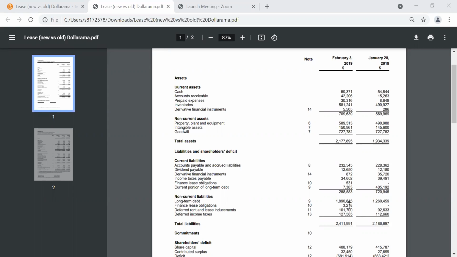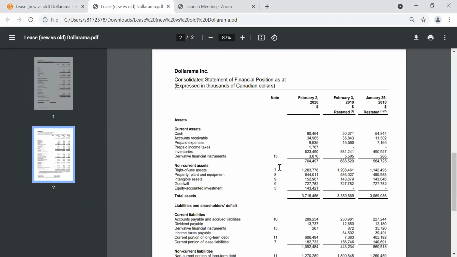The second is the balance sheet in the next year's annual report, February 2nd, 2020. This year started after January 1st, 2019, so IFRS has to be used. Since IFRS has to be used for this year, they have to go back and restate. In fact, there are two different ways of transition. Dollarama is special. It's one of the very few companies that actually go back and restate the previous years. Look, that's the same year we just saw.